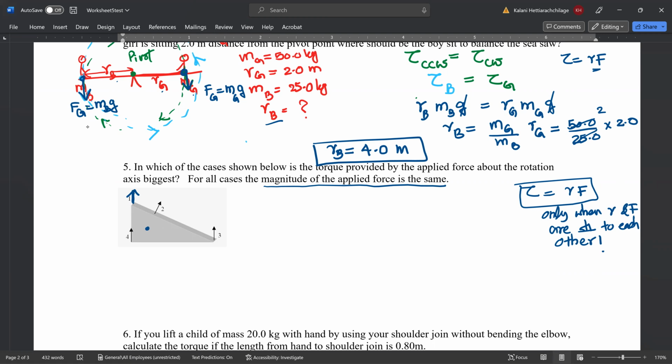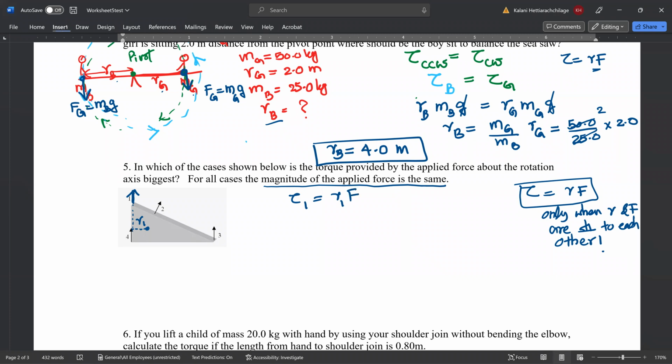Since F is the same, we're going to work with the distance first. Now, perpendicular to this one, you need to extend this line and find the perpendicular distance. This is the perpendicular distance. I'm going to call it R1. Then R1 times F will be the torque from the first one. So tau 1 equals R1 times the force. That is for the first one.